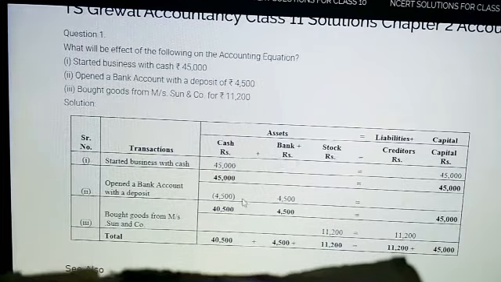So to finalize this statement, total cash which we have is 40,500 plus bank 4,500 plus stock 11,200 rupees. Nothing is going to reduce from the assets, and you are not getting any profit or loss. We do not have the capital, but we need to pay 11,200. So liability has the term creditors 11,200 plus capital 45,000. So this is the first example.